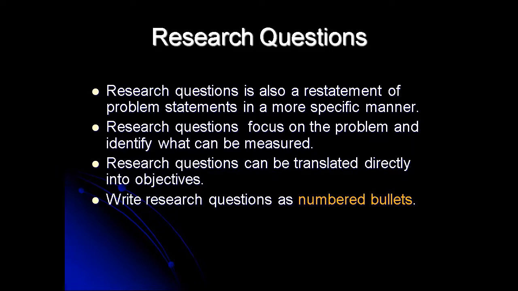You say nobody has studied this, nobody has looked at that. But what exactly do you want to study? So that is the research question. The research question is where you define the actual thing that you want to find out exactly. You write research questions as numbered bullets, and this can later be translated into objectives. We'll show you how.